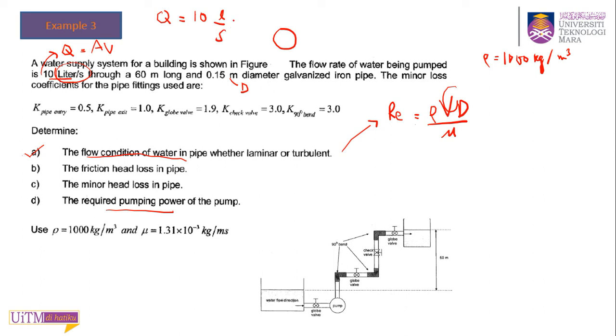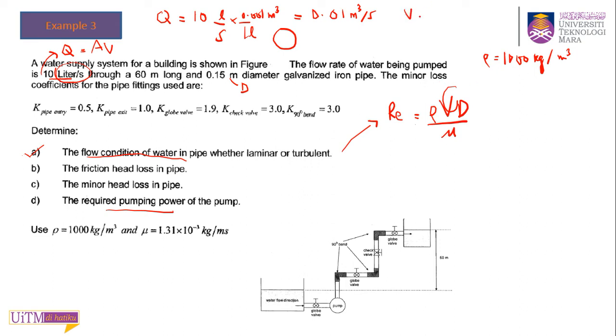So we need to change the liter. 1 liter is equal to 0.001 meter cube. So this will give you Q equal to 10 times 0.001, which will be equal to 0.01 meter cube per second. So you can find your V from the continuity equation.